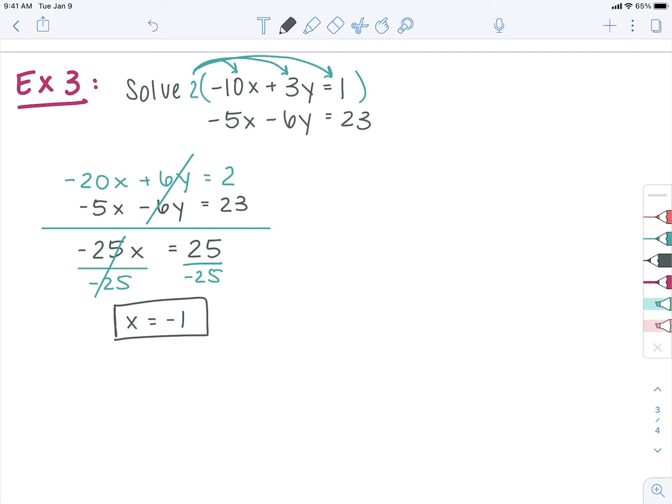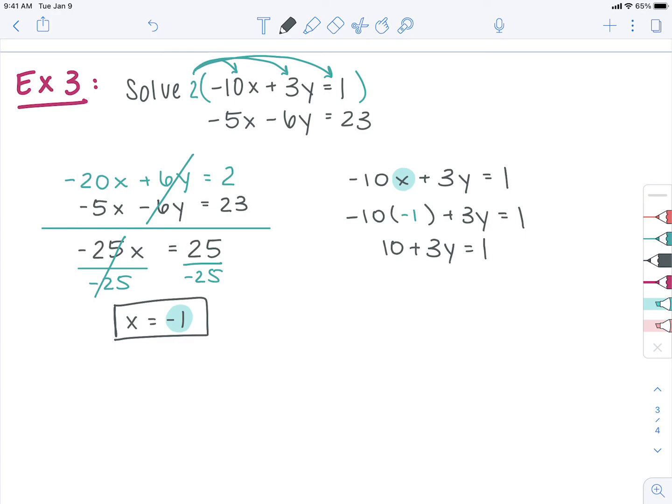Now that I know that x equals negative 1, I want to take one of my equations, plug in negative 1, and solve for y. I'm going to take my top equation, negative 10x plus 3y equals 1, where I had an x, I'm going to replace it with a negative 1, so I end up with negative 10 times negative 1 plus 3y equals 1. Negative 10 times negative 1 gives me 10, plus 3y equals 1.